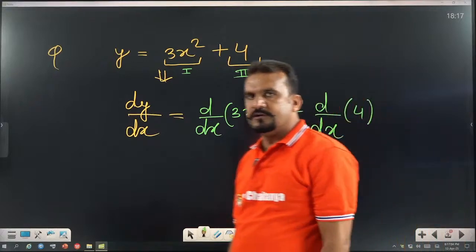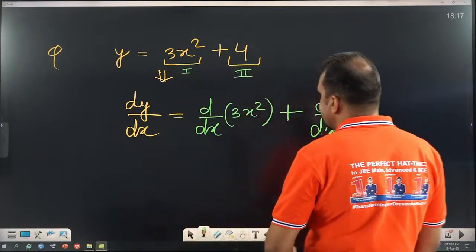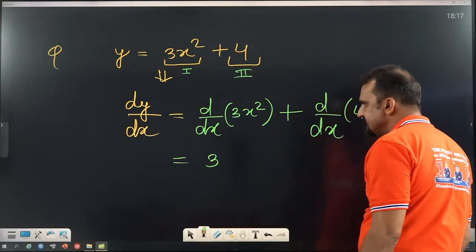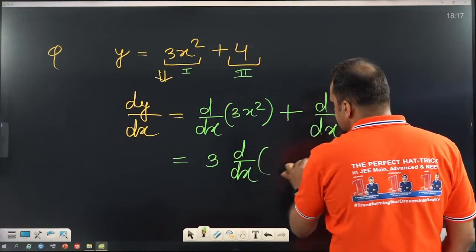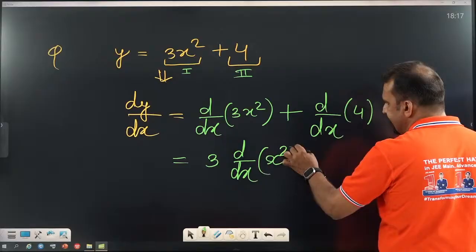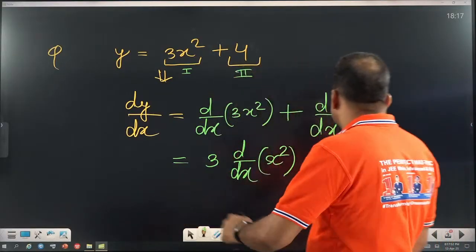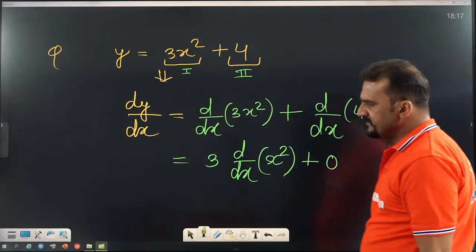Now apply the formula, or you can say apply the second rule. What is the second rule? Second rule is 3 is constant, take it outside the differentiation. Then d over dx, differentiate x square as per the form of x to the power n. What is the third one? Third one stands for 4 is constant, it is going to be 0.